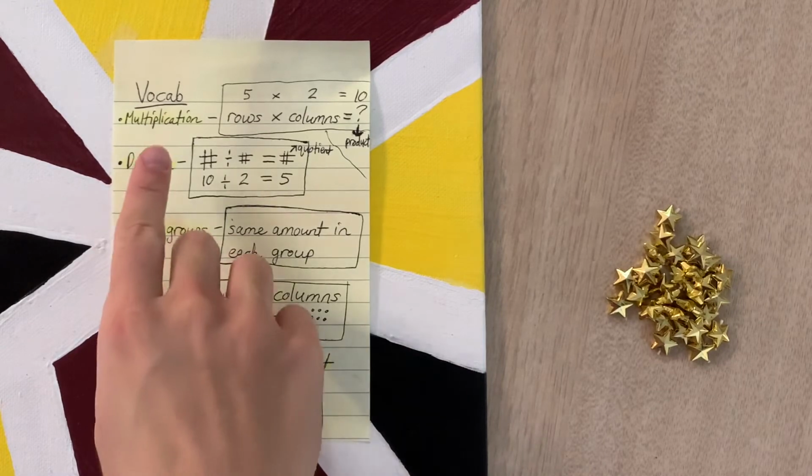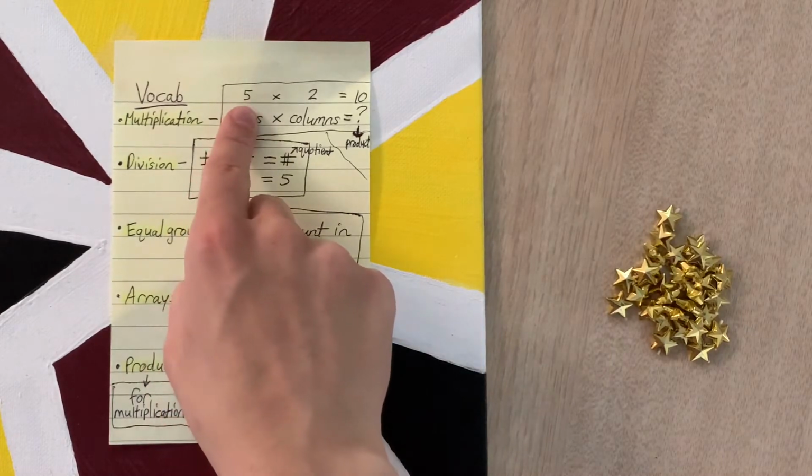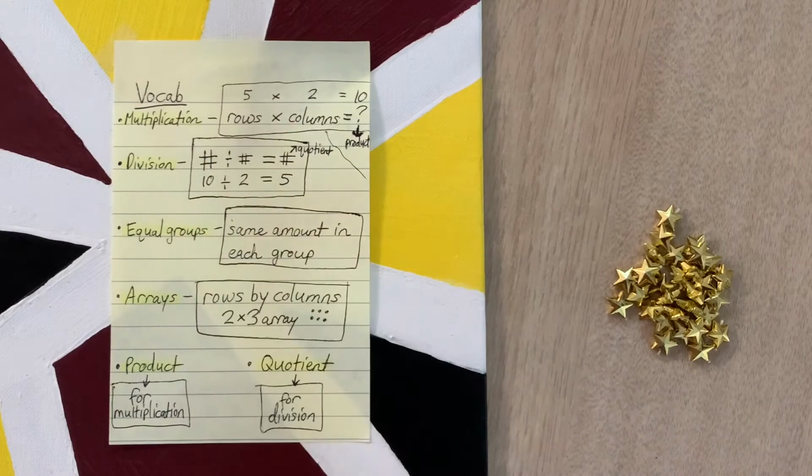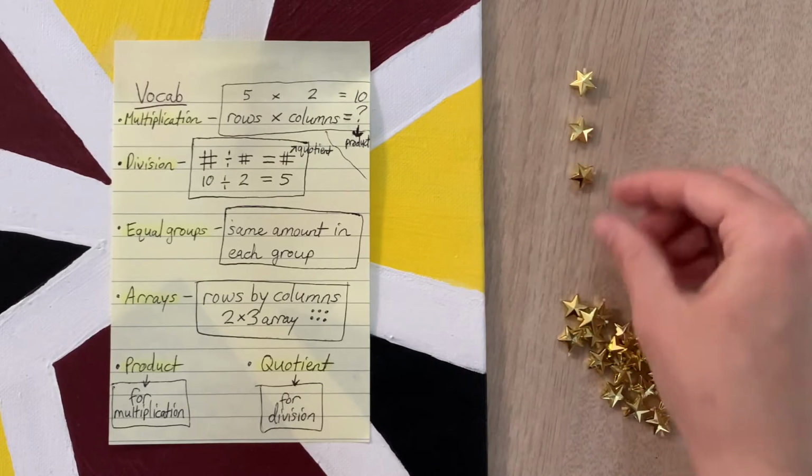Our first word is going to be multiplication, and multiplication is when we multiply the number of rows by the number of columns to find the product, and the product is like the answer when it comes to multiplication. So here I have 5 rows, and I want to multiply it by 2 columns to find our total product. So if I have 5 rows, I'm going to get 5 stars out.